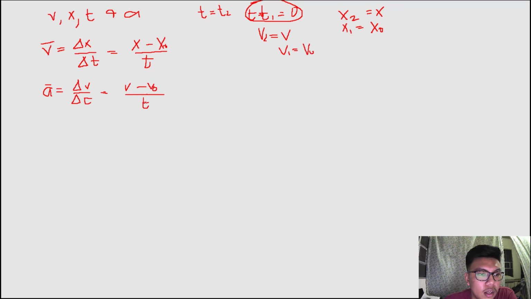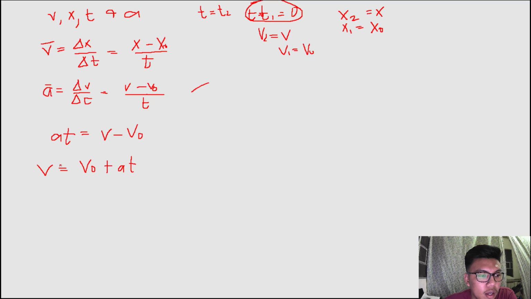Then we have t. Okay, so we can simplify this equation, so we can cross multiply. Okay, we have a sub t, at is equal to v minus v sub o. Then, transposing v sub o, we have v, or final velocity, is equal to v sub o plus at. So, we have the first equation.